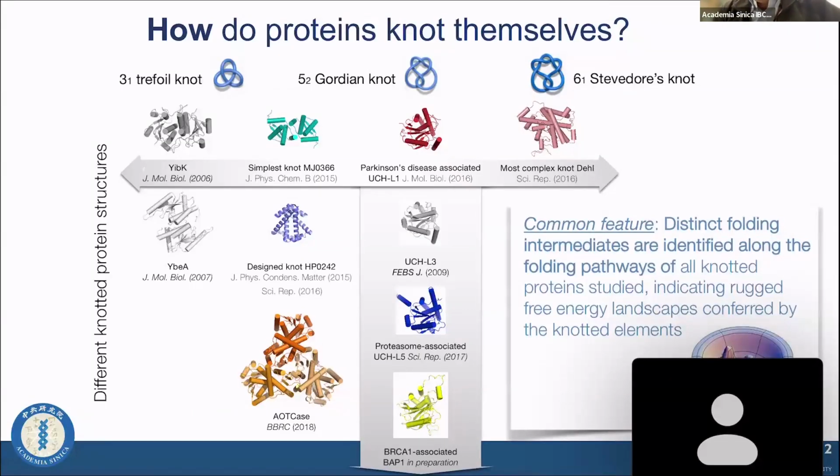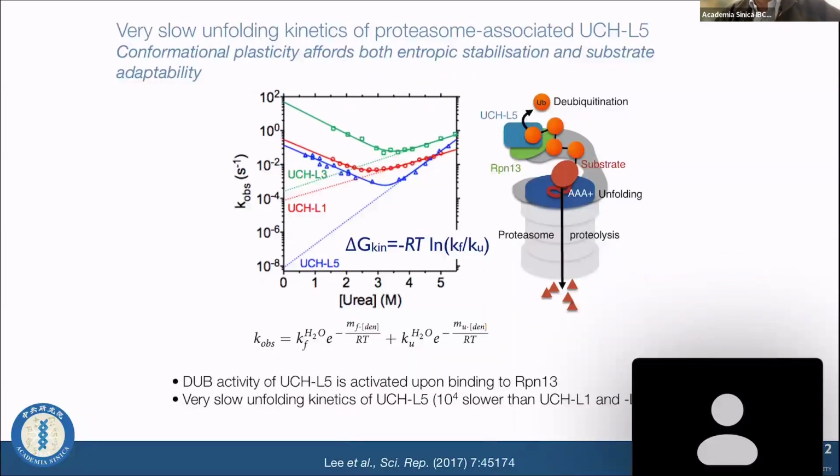Now, in one particular family, we look at the 5-2 knotted human ubiquitin C-terminal hydrolases. In humans, we have 4 paralogs. We compare the folding kinetics of these 4 different proteins. What we found is that there is one particular protein called UCHL5. It has a very, very slow intrinsic unfolding rate. Under native condition, it only unfolds once every 100 million seconds. Basically, within the lifetime, it probably does not unfold, or very, very rarely.